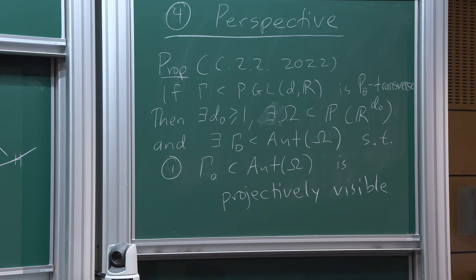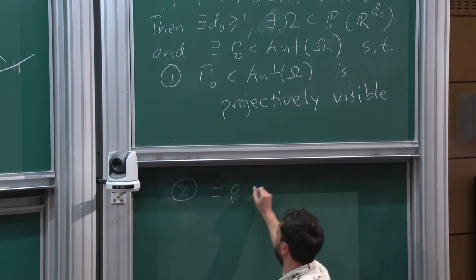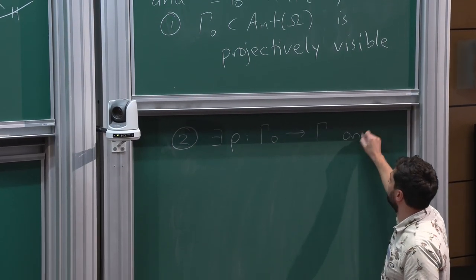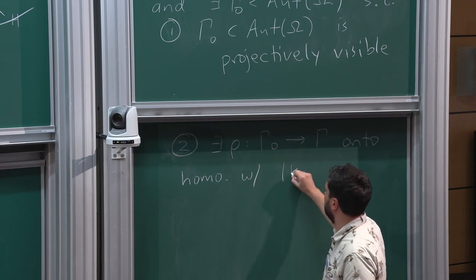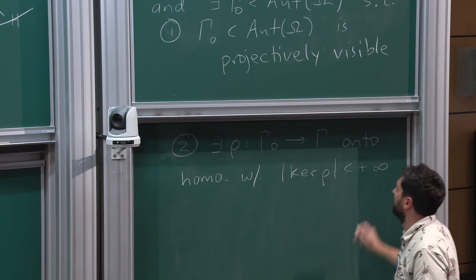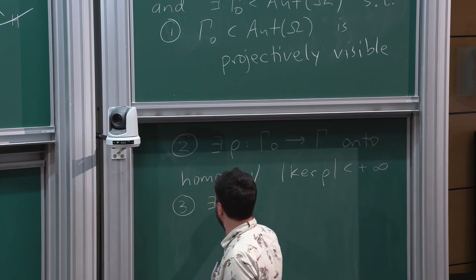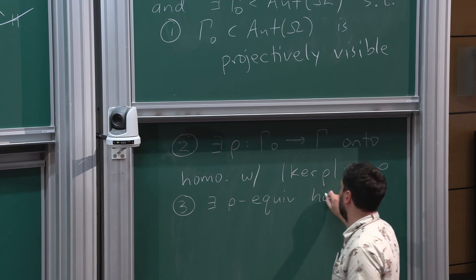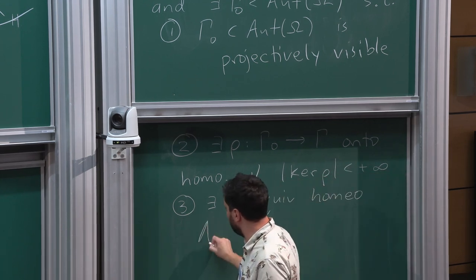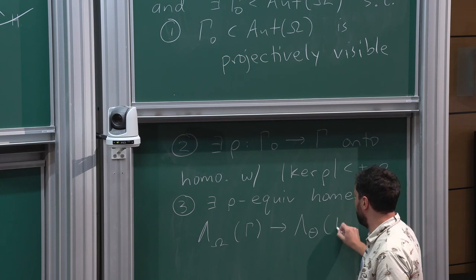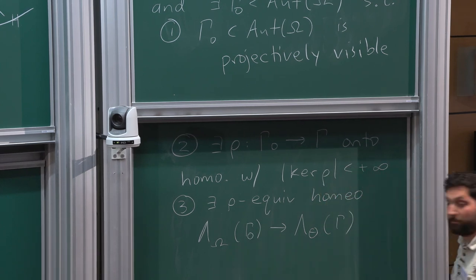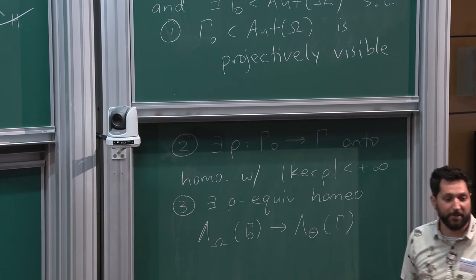So it's projectively visible. Two, there exists a rho from gamma naught to gamma, an onto homomorphism with a finite kernel. And then three, there exists a rho-equivariant homeo from the limit set in the projective geometry sense to the limit set in the transverse group sense. So we have a model of our group that acts on one of these properly convex domains, and then the boundary dynamics is exactly the same.